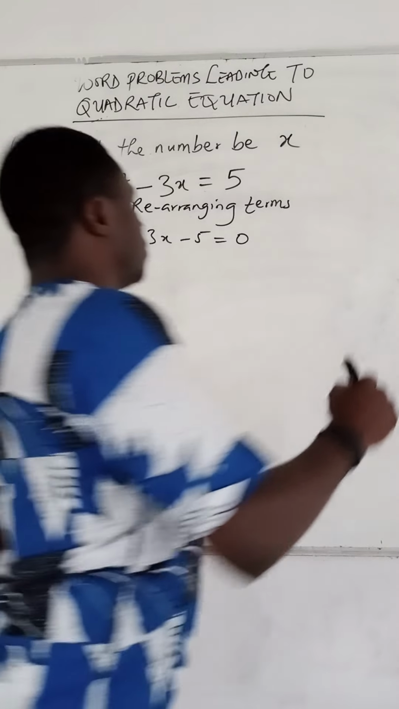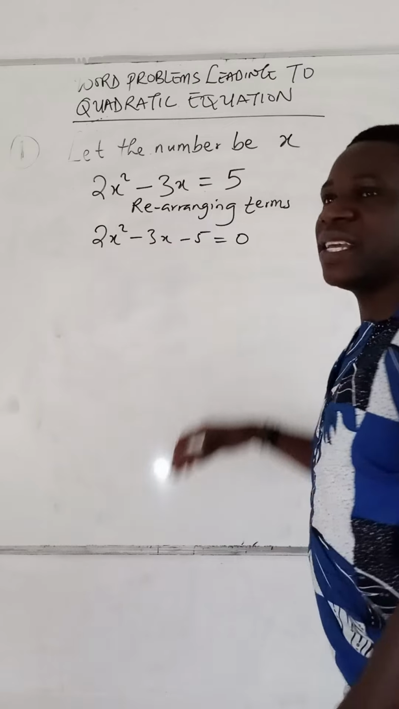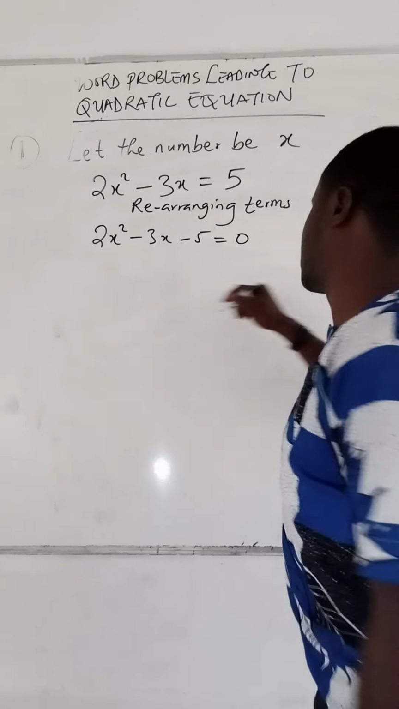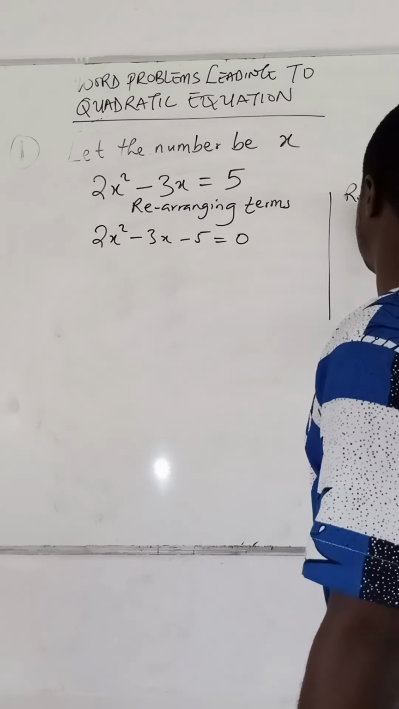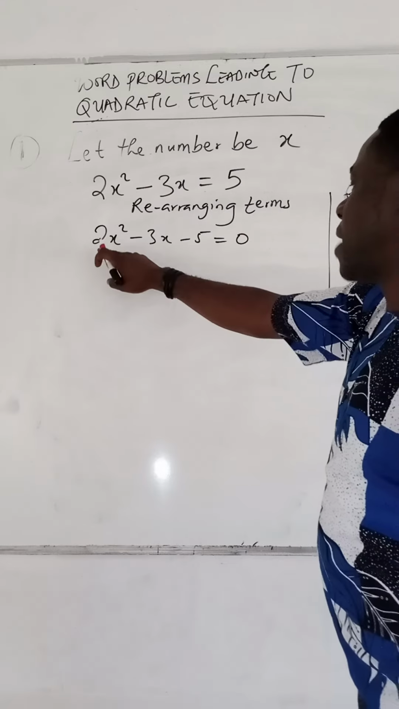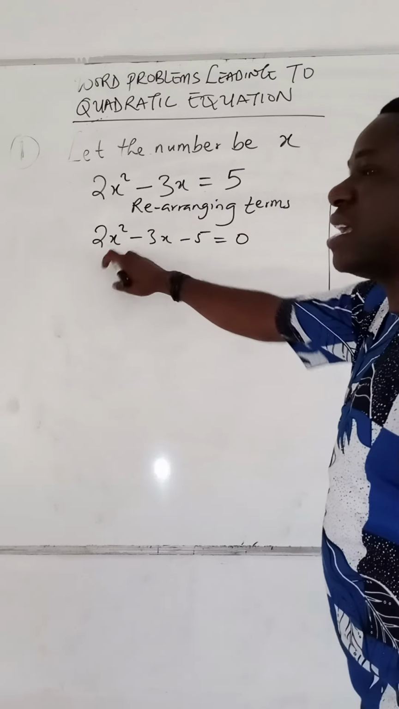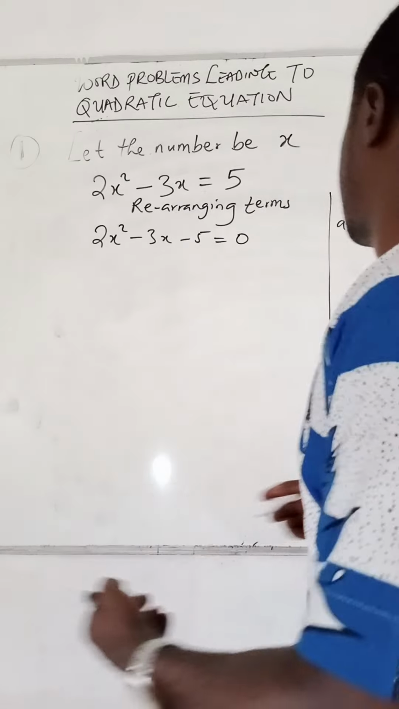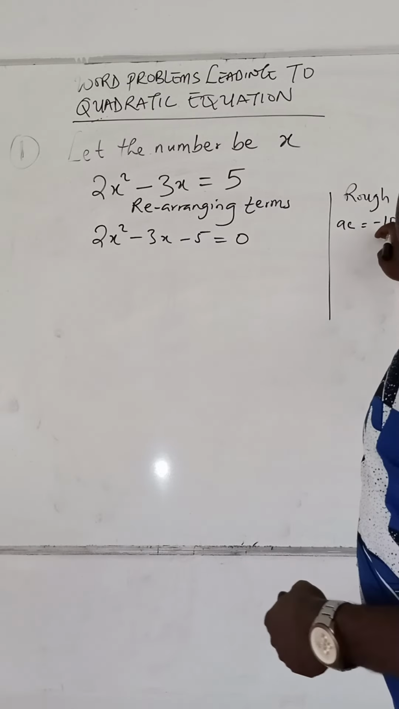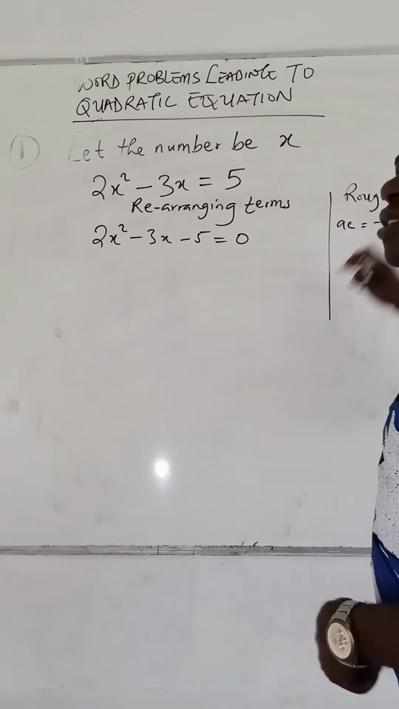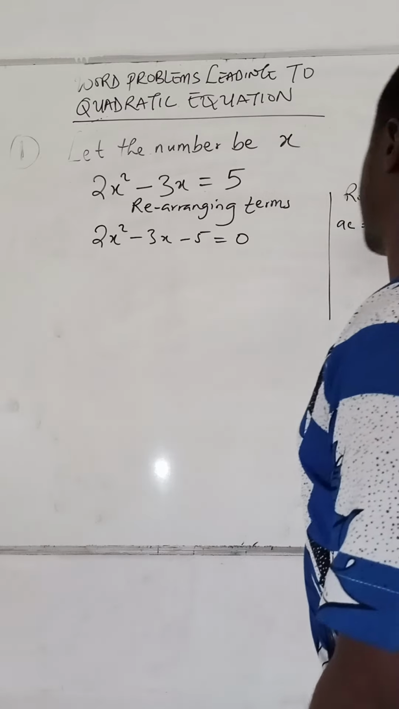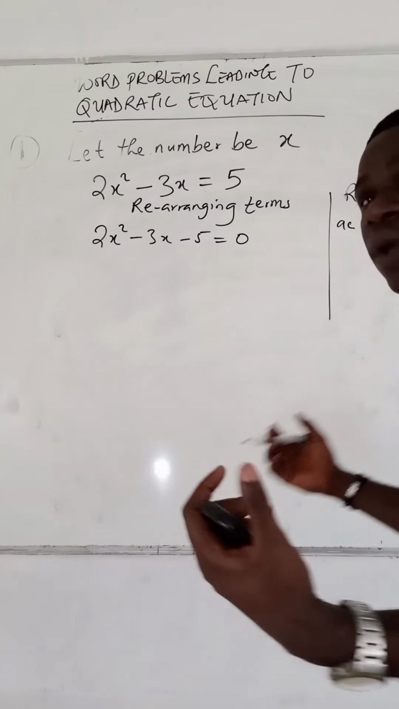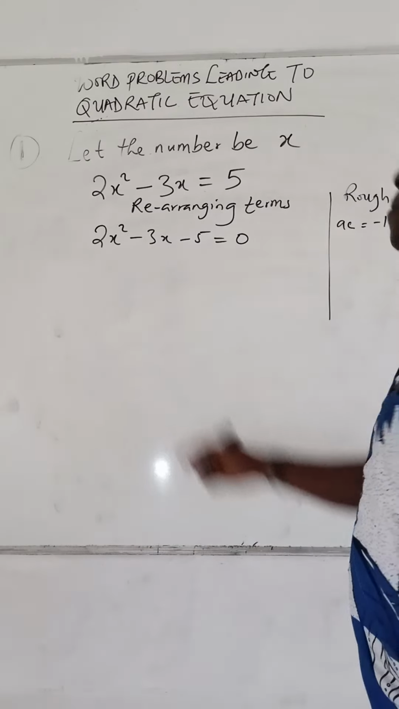The next thing we need to do is to solve this quadratic. If we apply the factorization method, let's take this as a rough. For you to do that, you have to multiply AC. AC here will give us minus 10. We need to look for two factors such that when we multiply them, it gives us minus 10, and when we combine them, it gives us the middle term, B.